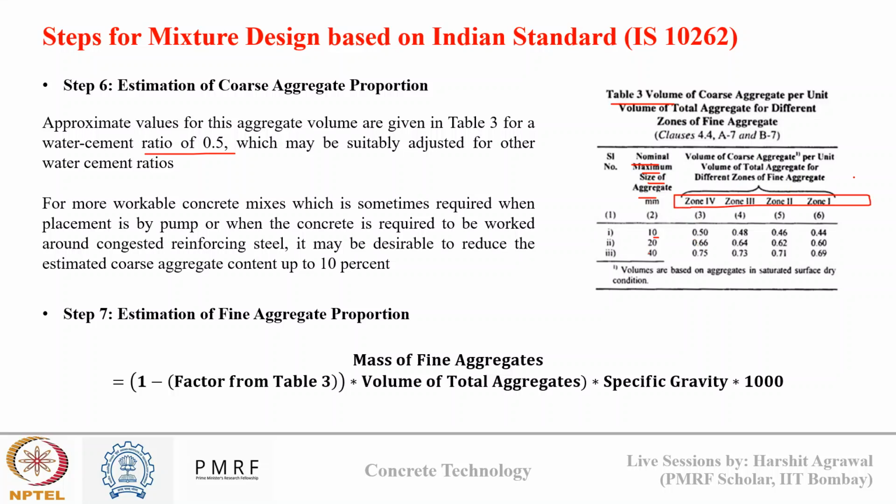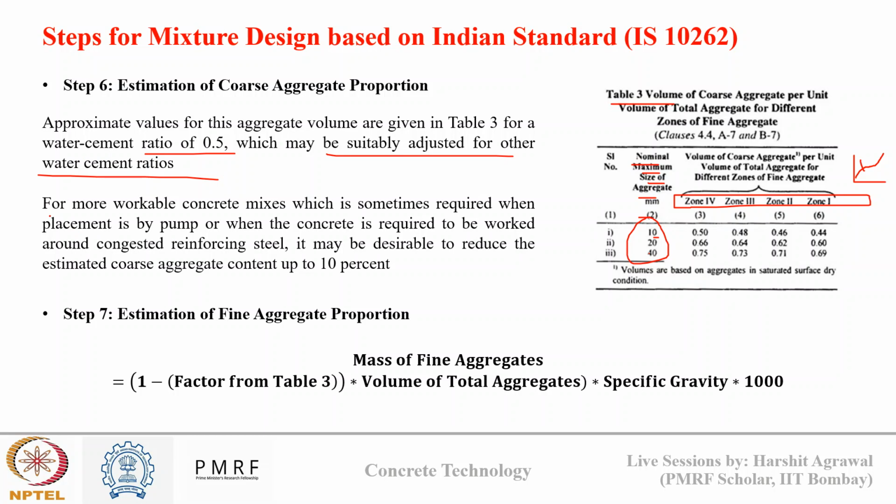When we do characterization of fine aggregate based on the particle size distribution, we'll get an idea whether fine aggregate is in zone 4, zone 3, zone 2, or zone 1. And from the gradation of coarse aggregate, we'll get the nominal maximum size of coarse aggregate. Once we know these two values, we can determine the proportion of coarse aggregate to fine aggregate using this table 3. This table is for water to cement ratio of 0.5, so we need to suitably adjust the ratio for different W/C ratios. How those adjustments come, it comes by experience and by more trial mixes.